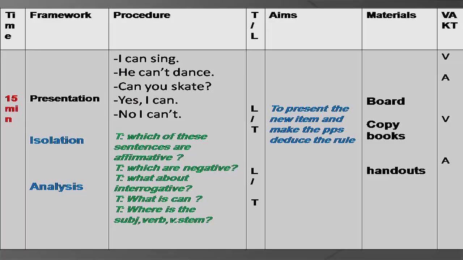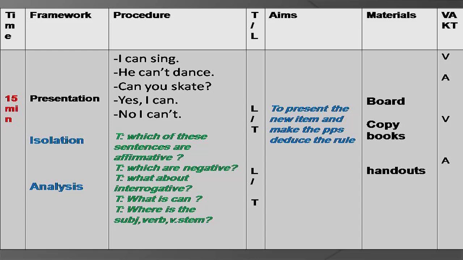When I write the examples on the board, I write different forms in order to make things clear for my pupils. I can sing, affirmative; he can dance, negative; can you skate, interrogative; and short answers. Here my presentation is exhaustive. I don't have to write 3 sentences of affirmative form and then transform them into negative form and then interrogative. That is going to be a waste of time.